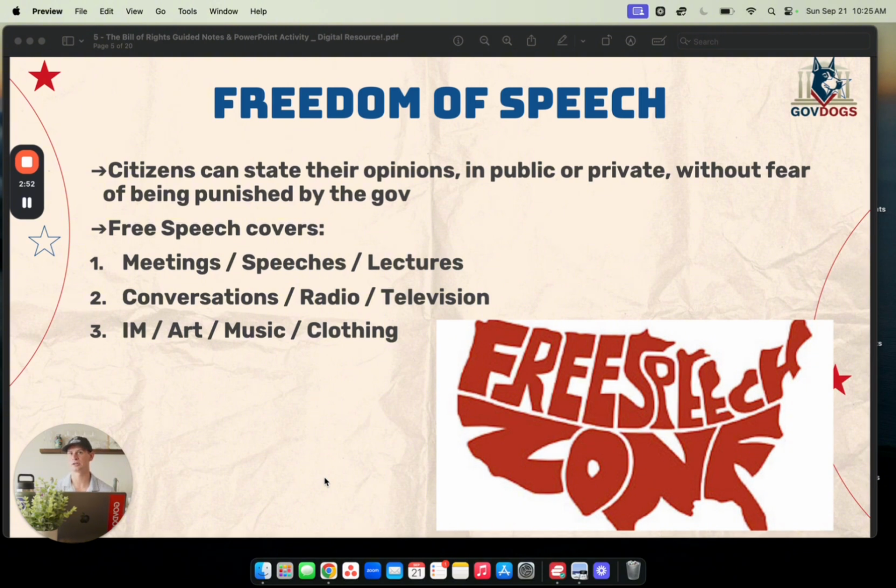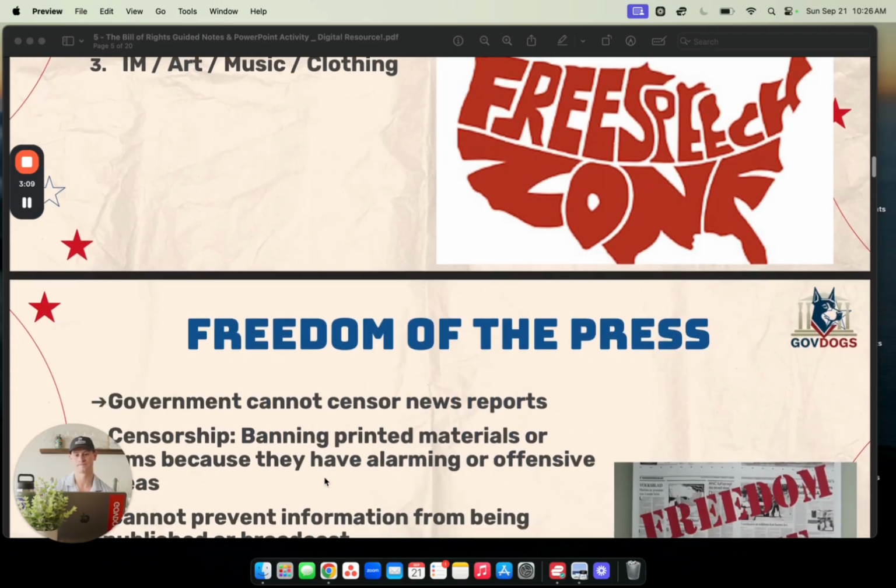So although speech is protected, we're really talking about in context of the government. The government can't really do much to you based on what you say. That doesn't mean your friends and family can't. That doesn't mean that your employer can't. So that's very important when we're talking about free speech.